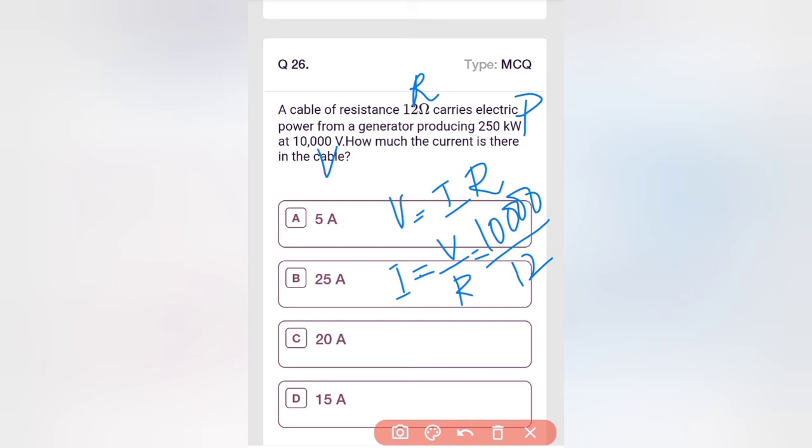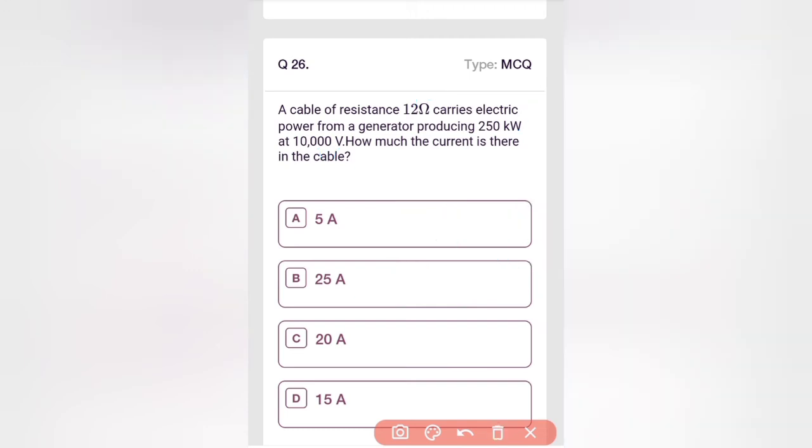In this case, they have mentioned the power also. So in another way we can find. See, we know P is equal to V into I. So from this we can find I. I is equal to P by V.